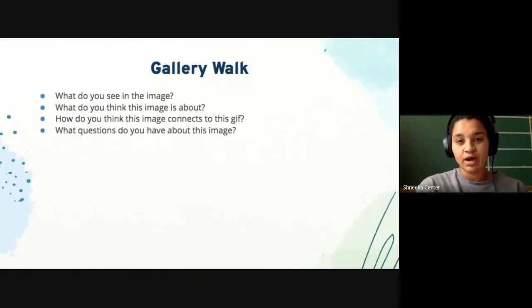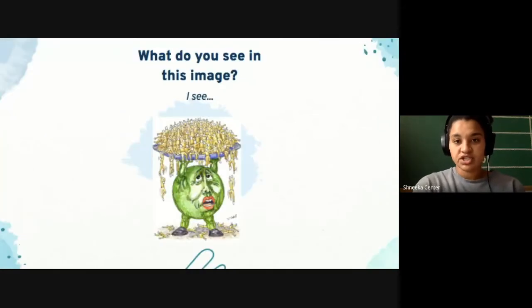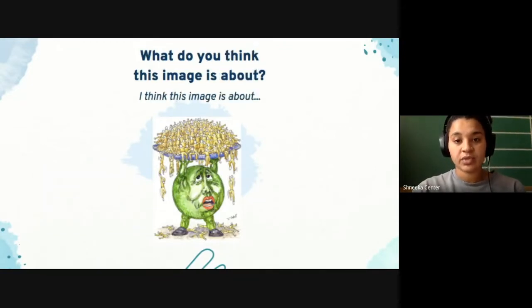During this gallery walk, you are going to respond to these prompts by creating a text box on each slide. I will show you how to do that in a little bit, but first we're going to go through the prompts that you have to respond to. All right, so this first prompt, what do you see in this image? You're just going to write what you see. You don't have to write in complete sentences. You can bullet what you see. You can also use the sentence starter, I see, to help you formulate your answer.